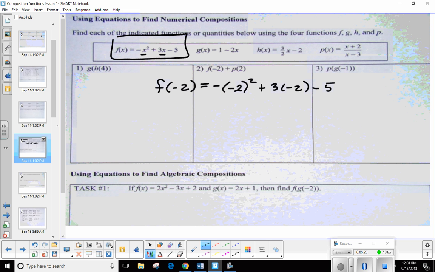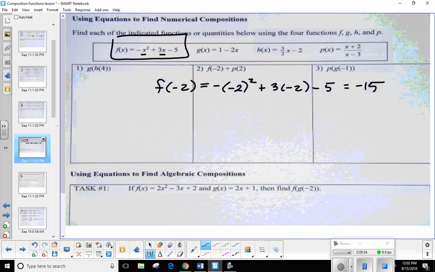Negative 2 squared. Okay. Now, it would be positive 4, but you're right. With the negative outside, this would become negative 4. And then we have plus 3 times negative 2, so that's a minus 6. And then we have the minus 5. So that's going to give me a negative what? Negative 15. Perfect. Okay. So we got that taken care of.